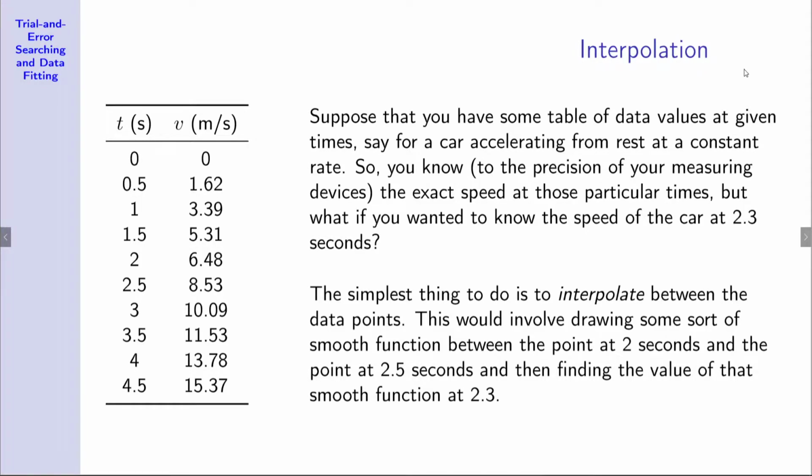So let's say you have some table of values, and this is kind of a common situation you might end up with in the real world when you do measurements of different things. So if you are, say, measuring the speed of some object versus time, you'll end up with this table of values where you have the speed at a particular instant, right? So if we know that this is, say, some car that's accelerating from rest at a constant rate, we expect this to be purely linear data.